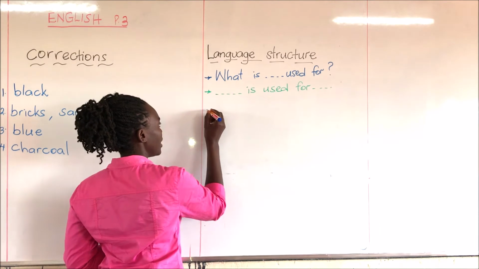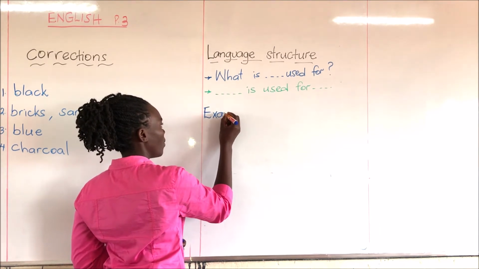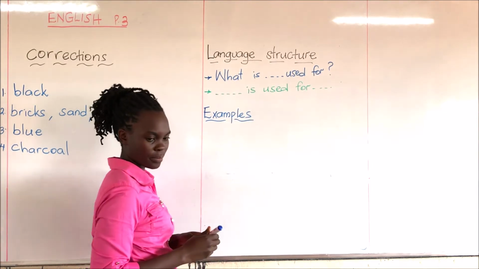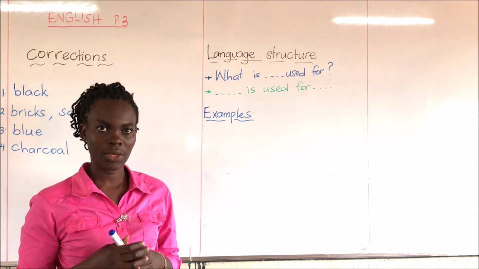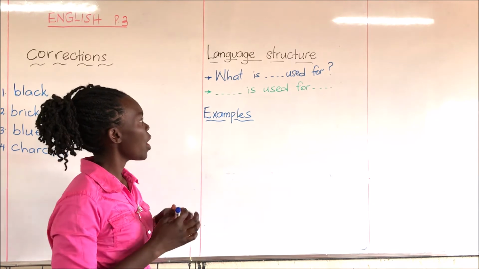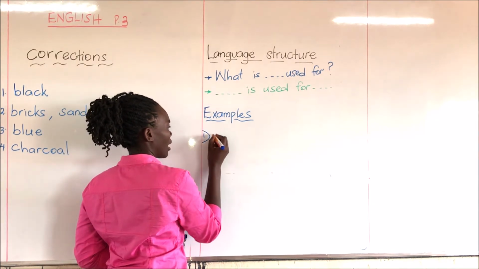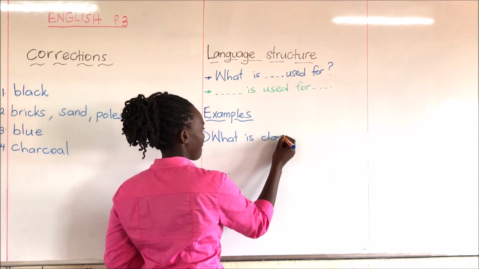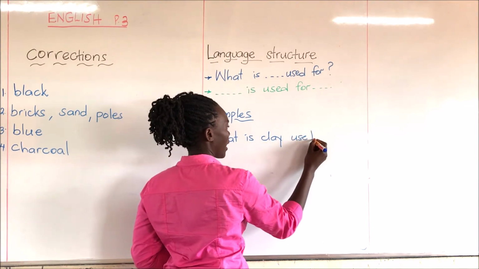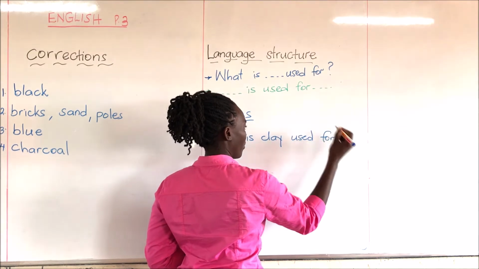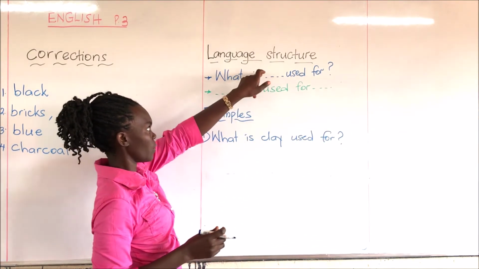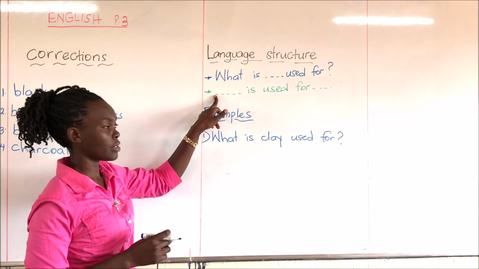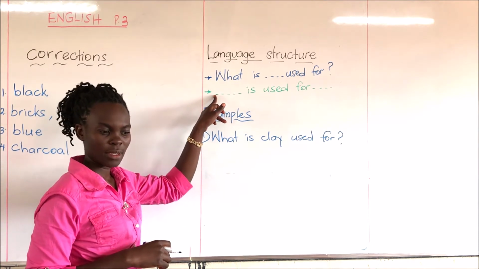Example, I have my examples here. I could ask you, using the question structure, what is clay used for? Don't forget the question mark. So I'm using the first one, which is the question. What is clay used for? Using this very structure, I need to get a response.